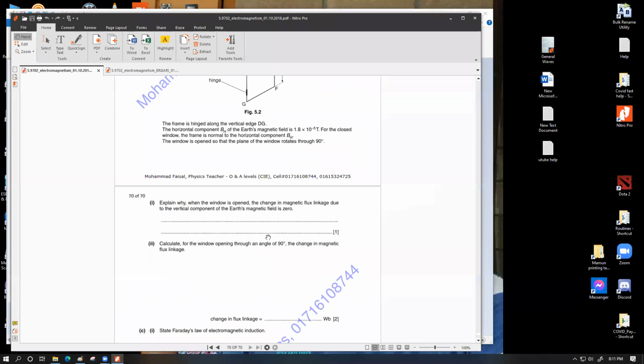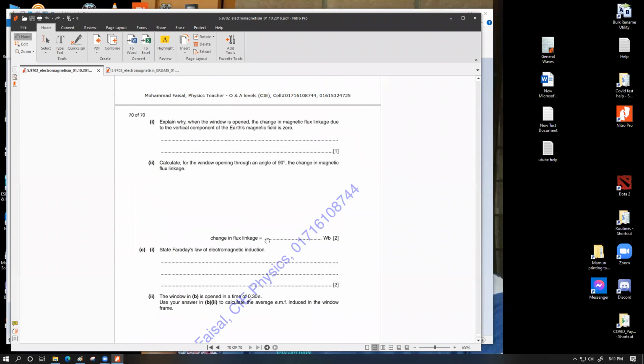The reason I'm discussing this question is because it goes further down and eventually becomes a bit complicated. So the question is to calculate, for the window opening through an angle of 90 degrees, the change in magnetic flux linkage. So you calculate how much phi goes to BA. That will be the maximum, and then eventually it will be 0. So BA minus 0. This is the change in flux linkage.